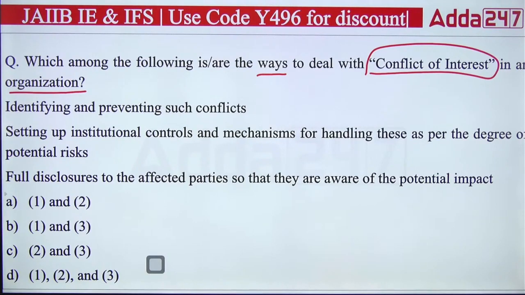So you have to identify and prevent such conflicts. Second, set up the institutional control and mechanism for handling these as per the degree of potential risk. Third is saying full disclosure to the affected party so that they are aware of the potential impact.